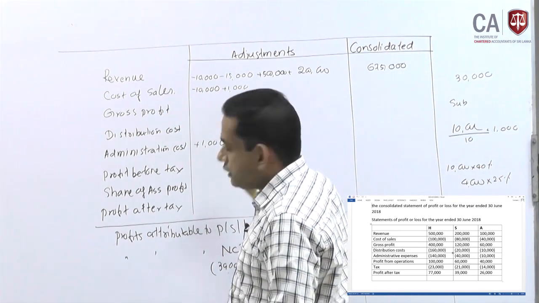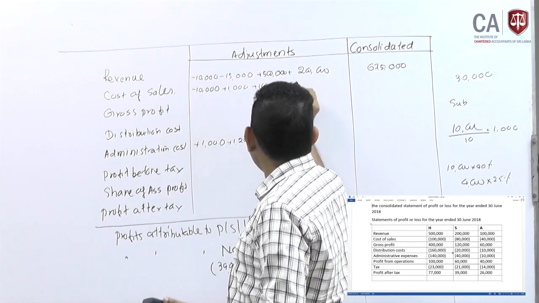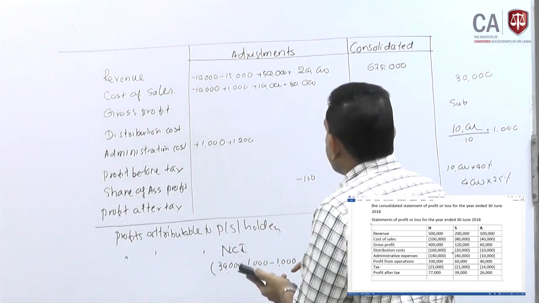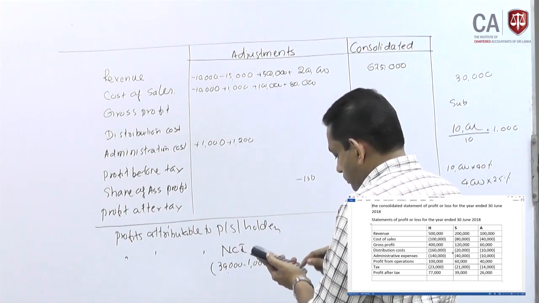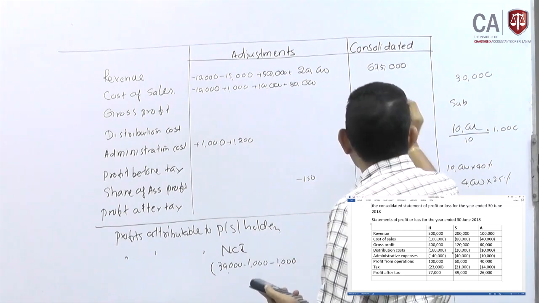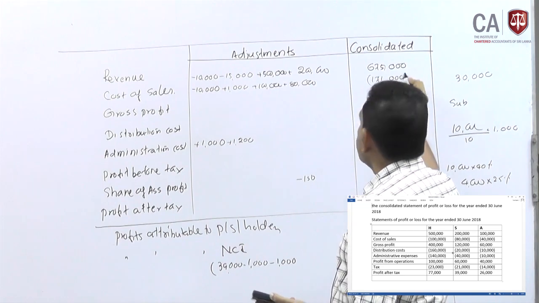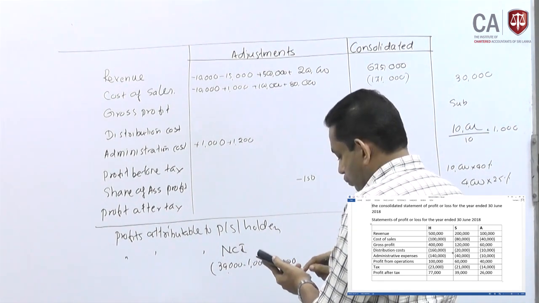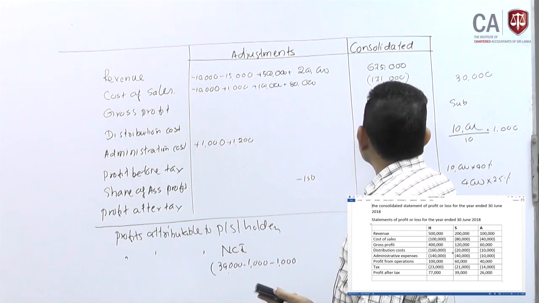Cost of sales: 100,000 plus 80,000 minus 10,000 plus 1,000, that is 180 minus 10 plus 1, 171,000. Gross profit: 675 minus 171, 504,000.